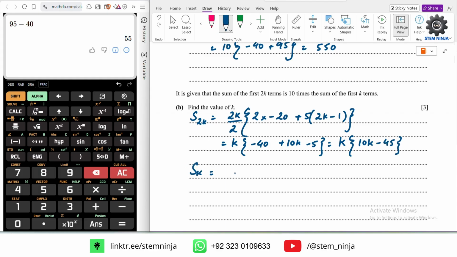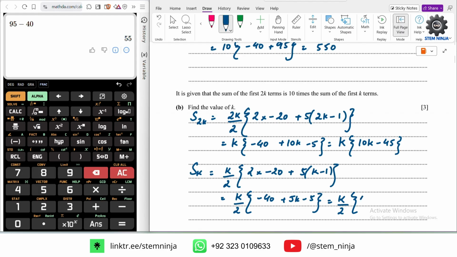Now we need S of k. That is k over 2 times by 2 times by minus 20 plus 5 times by k minus 1. So this is k over 2, minus 40 plus 5k minus 5. So you have k over 2, 5k minus 45.